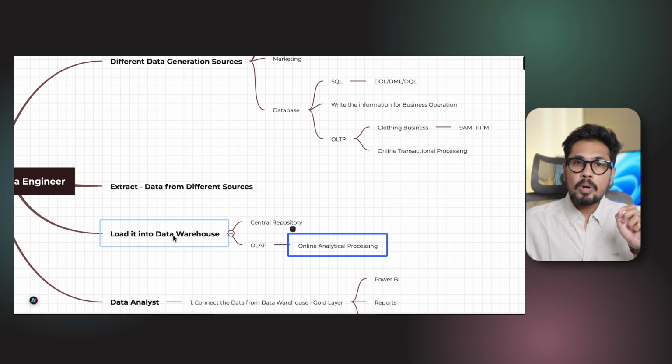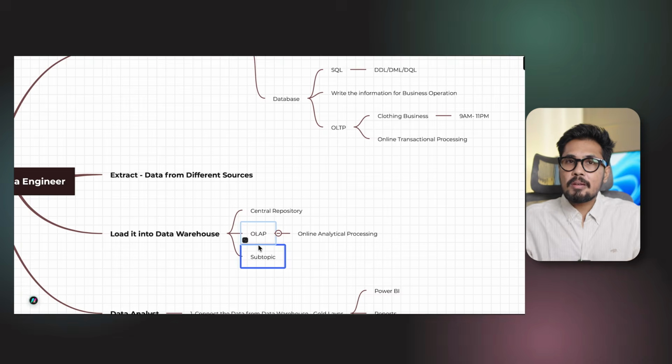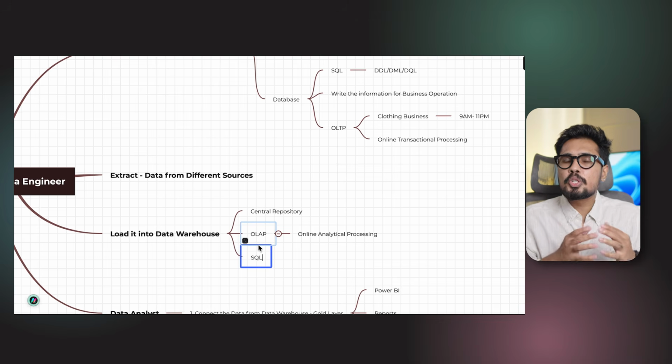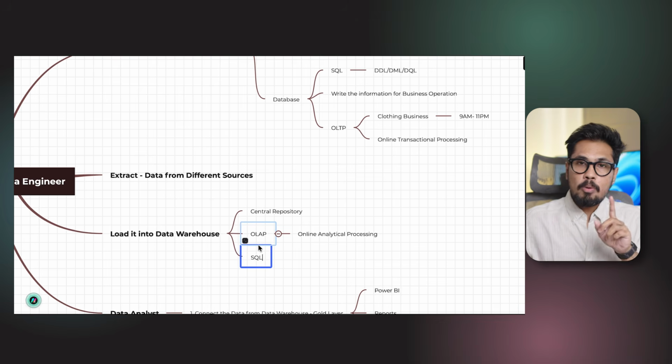So now we go with a data warehouse. Even in a data warehouse, what is the language you use? You use SQL itself, structured query language. But there is a catch.